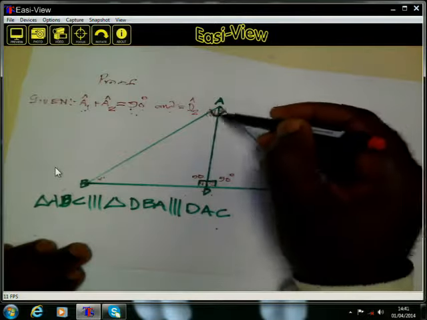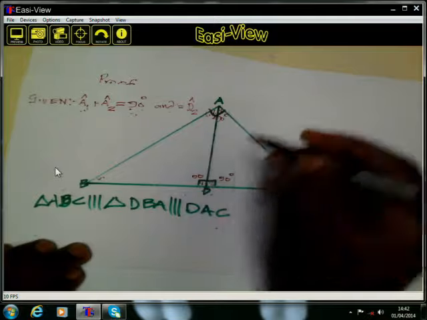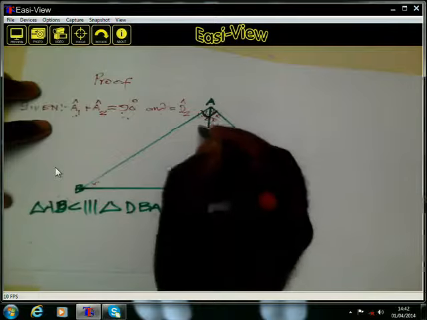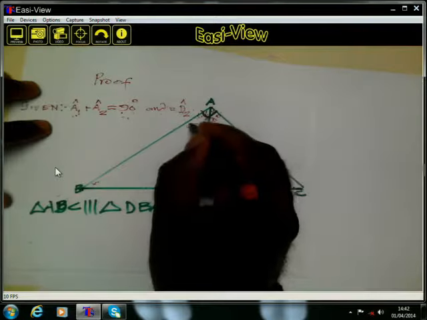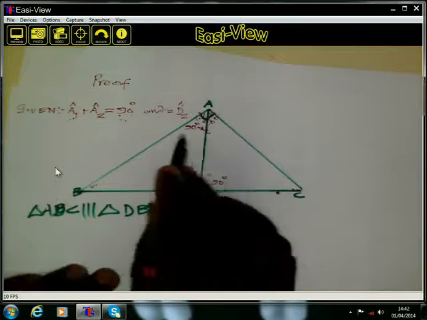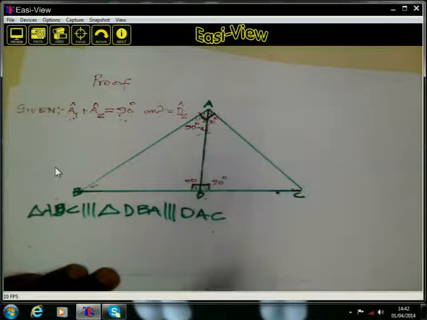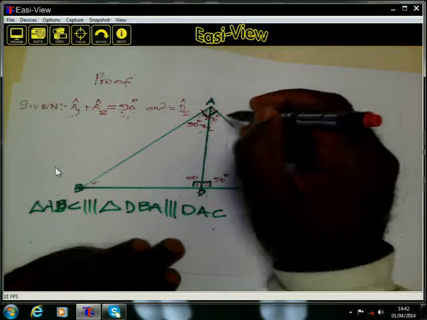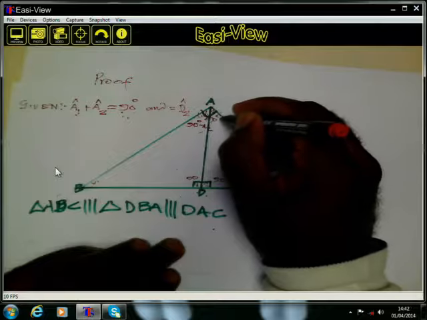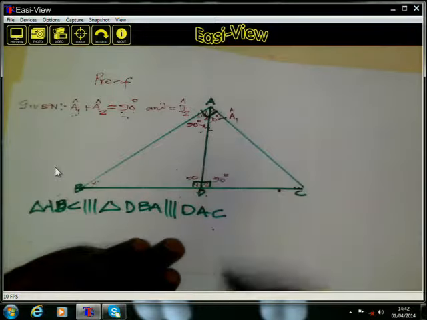For triangle ABC, this angle is 90. This angle is 90. But now, if we look at A1, it will not be 90. It will be 90 minus A2, which I can always write as X. And also this one, D2 will also be equal to A2, which will be equal to 90 minus A1.